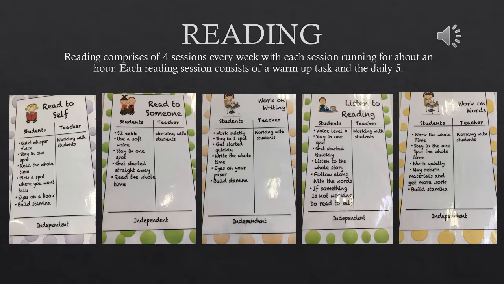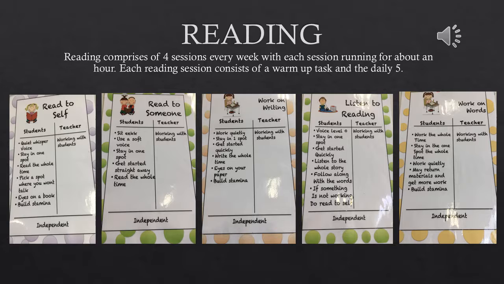The daily 5 is something the students do throughout the week during reading sessions. The daily 5 consists of the following. The first one is read to self, in which students read a chapter book to themselves. The second one is read to someone. Here students read to a partner. This is to discuss fluency and understanding.